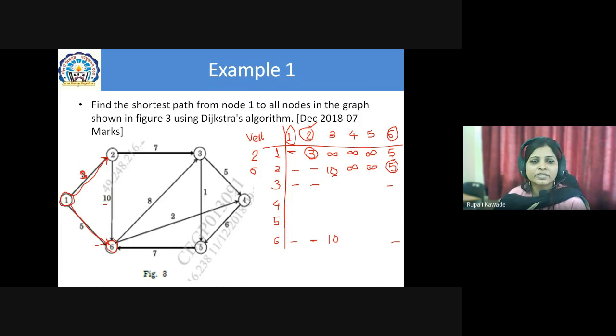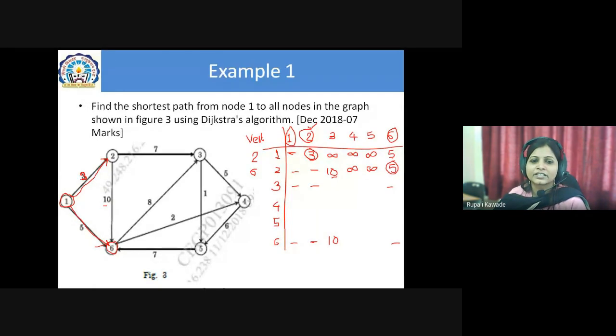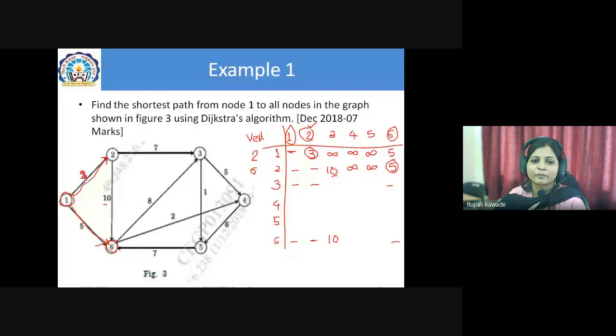Now the distance between 6 and 4. Distance between 6 and 4 is 7, right? And what is the previous value? Infinity is there. So we will update it as a 7, right?